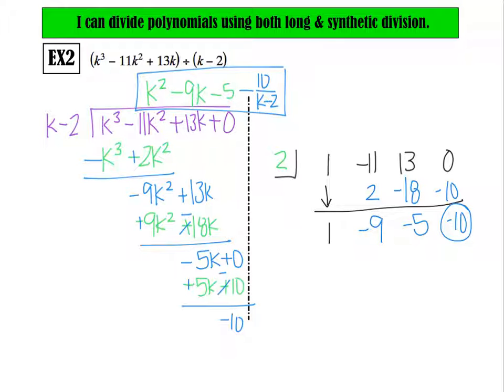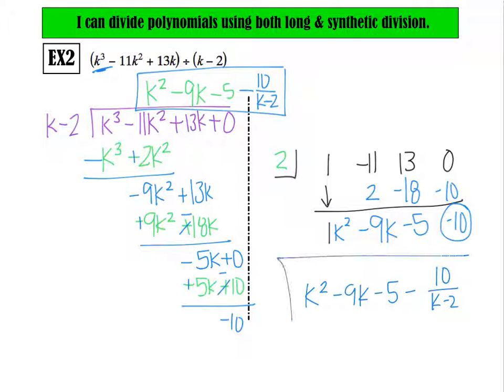remainder. So then I go back and I put my variables in, but they go one less than the highest power. So this becomes k squared and then k to the power of 0 essentially. And so if you notice, I did it correctly because I have k squared minus 9k minus 5 and then minus 10 over the divisor. So k squared minus 9k minus 5 and then minus 10 over k minus 2 is my final answer.